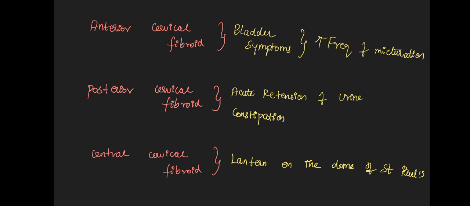Next, central cervical fibroid. It shows the lantern on the dome of St. Paul appearance, which is nothing but there is a large sized cervix because of the cervical fibroid, and the uterus is normal in size, which appears as a small lantern on the dome. So here the lantern is the small, that is the normal sized uterus, whereas the dome is the enlarged cervix because of the fibroid.